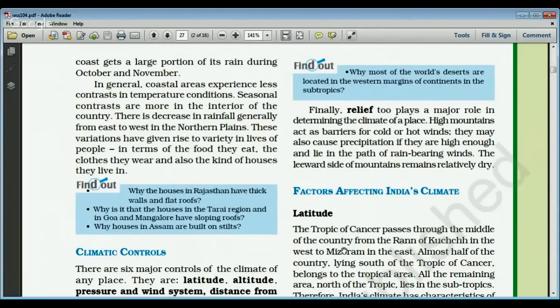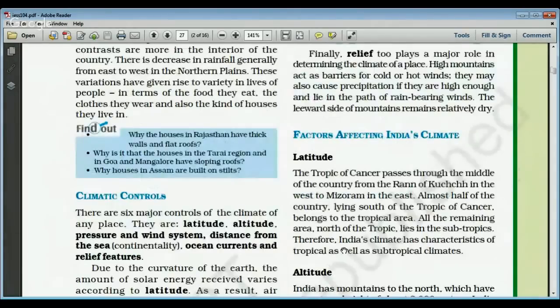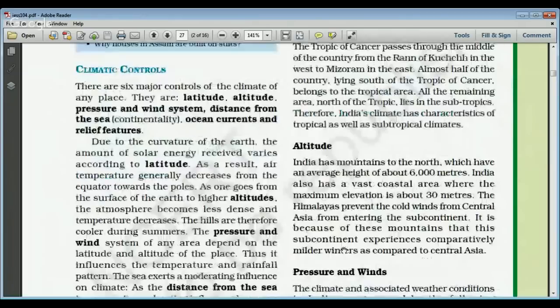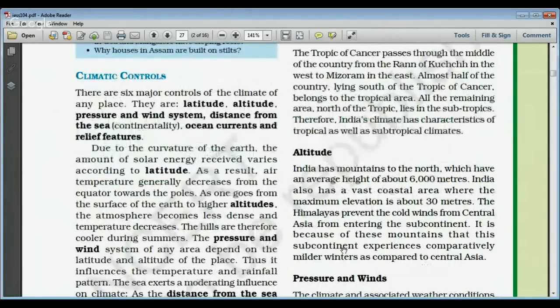Now we'll see the factors which are affecting India's climate. The first factor is the latitude. The Tropic of Cancer passes through the middle of the country, through 8 states, as I've told you in the previous chapters, from the Rann of Kutch in the west in the Gujarat region up to Mizoram in the east. Almost half of India lies south of the Tropic of Cancer, and it belongs to the tropical area. But the remaining area, north of the tropic, lies in the subtropics, and that is why India's climate has the characteristics of tropical as well as subtropical.